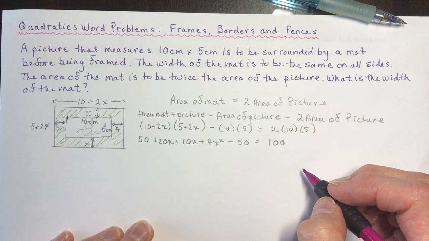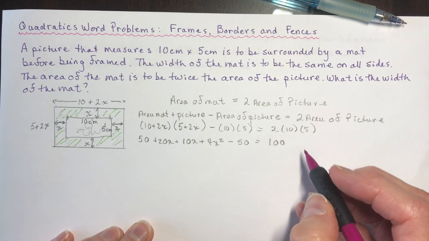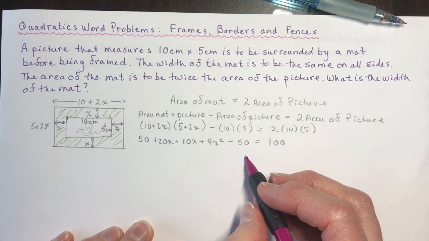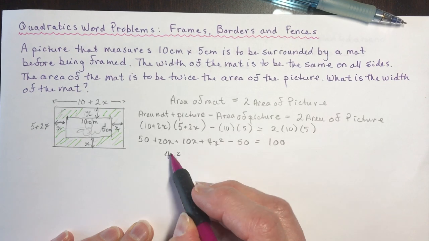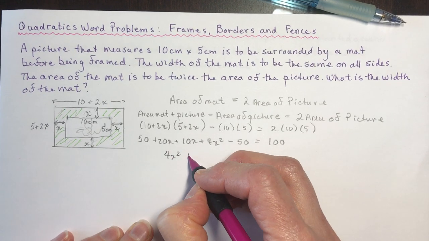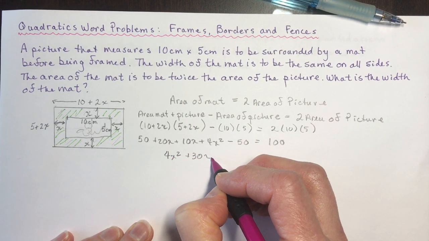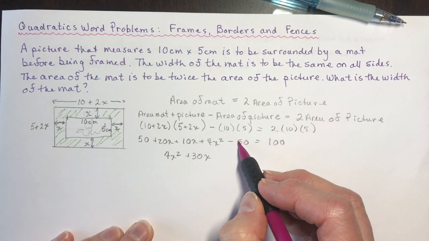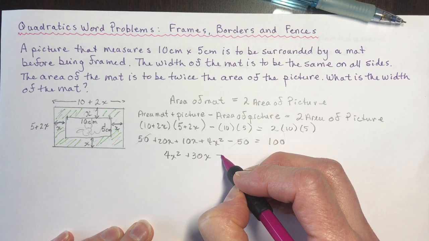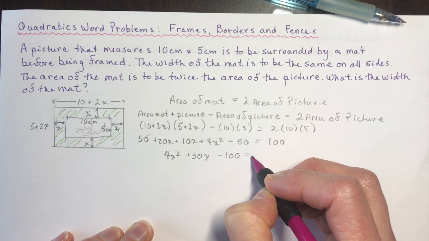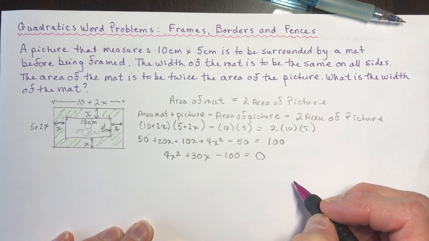Okay, so now I'm going to bring everything to one side. I'm going to simplify this a little bit more. So I have 4x squared. How many x's do I have? 20 and 10, so it gives me 30 x's. And 50 minus 50, well, that would cancel with that one. And I bring the 100 over here. I'm going to subtract 100 and set that equal to 0.